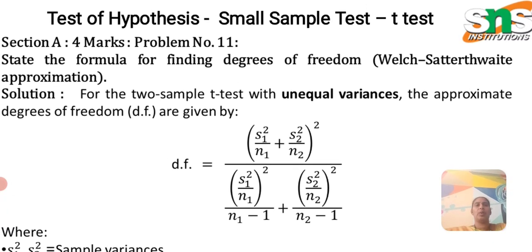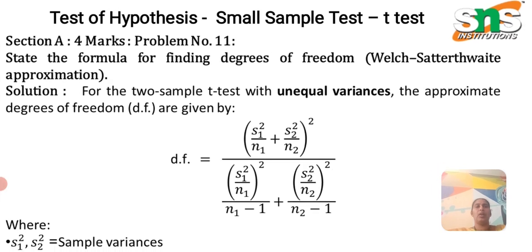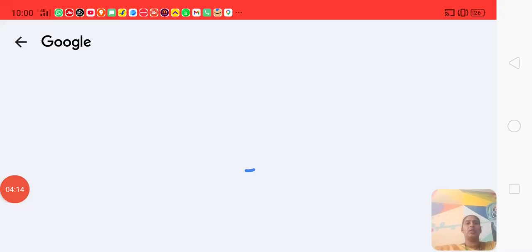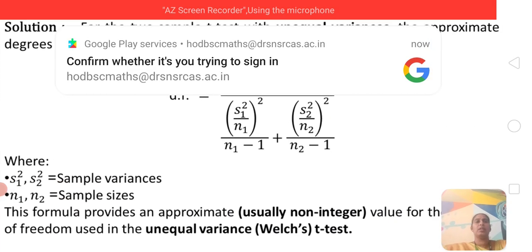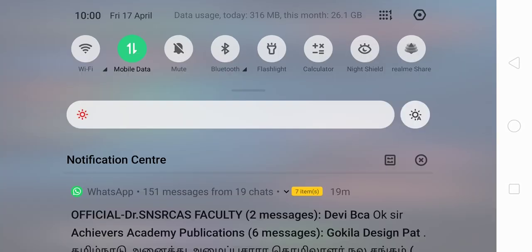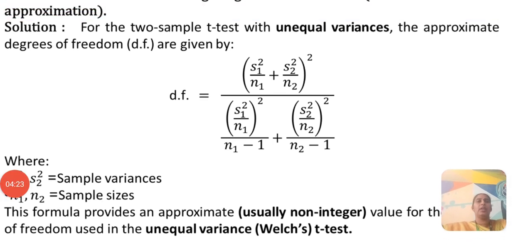Next we move on to problem number 11: how to find the degrees of freedom for unequal variances. For unequal variances we find s1 square by n1 plus s2 square by n2, the whole square, divided by s1 square by n1 the whole square by n1 minus 1 plus s2 square by n2 the whole square by n2 minus 1, where s1 square, s2 square are the sample variances and n1, n2 are the sample sizes. This formula provides a non-integer value for the unequal variances.